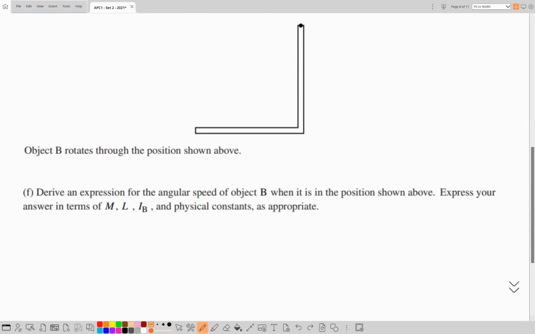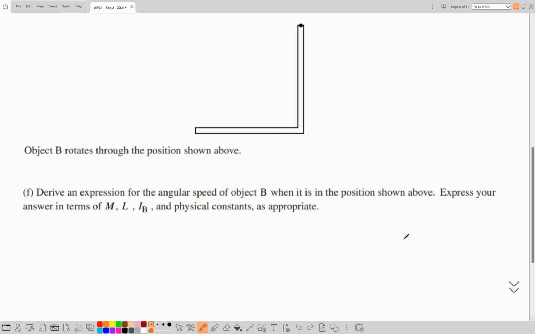And now finally the last part of this exercise, object B rotates through the position shown above. So it starts with the same initial position, then it will rotate to this final position. In part F, derive an expression for the angular speed of object B when it is in the position shown above. Express your answer in terms of m, l, I_b, and physical constants as appropriate.